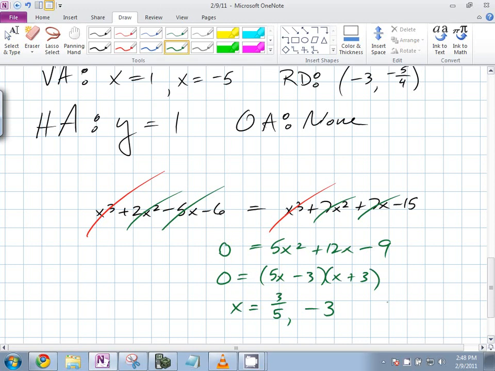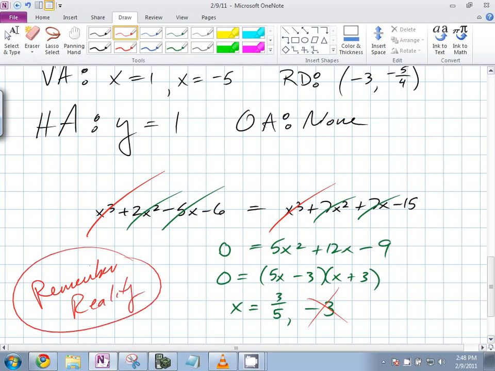Something's wrong. We did the math right, but what do we have to not do? You can't include negative 3. Thank you for remembering that. You always need to remember domain. I like to call it remembering reality. You can't plug in negative 3, so can you have an intersection point at negative 3? No. You actually know what's happening at negative 3. It's a removable discontinuity.